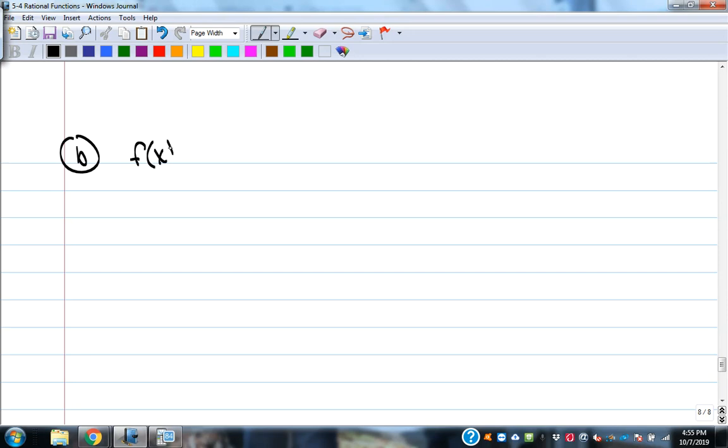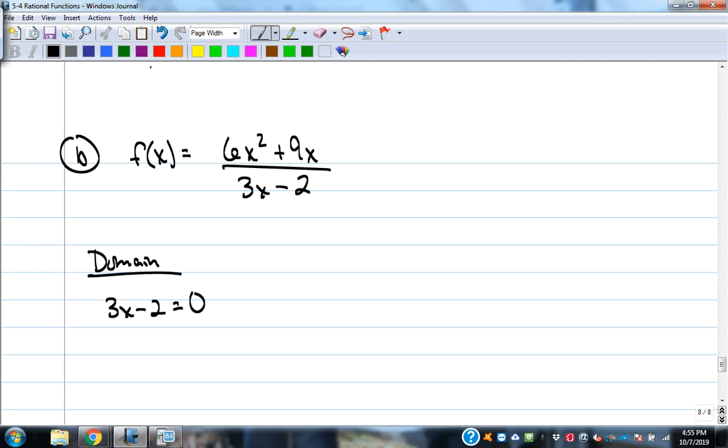F of x is equal to 6x squared plus 9x over 3x minus 2. All right. Beautiful thing here is we don't have to factor the denominator. It's kind of simple. It's 3x minus 2. Nothing fancy about that. So my domain's much easier to find. I take 3x minus 2. There's no factoring to do, so I just solve it and get 2/3. So x, I know, cannot be 2/3. That's what I know about the domain.